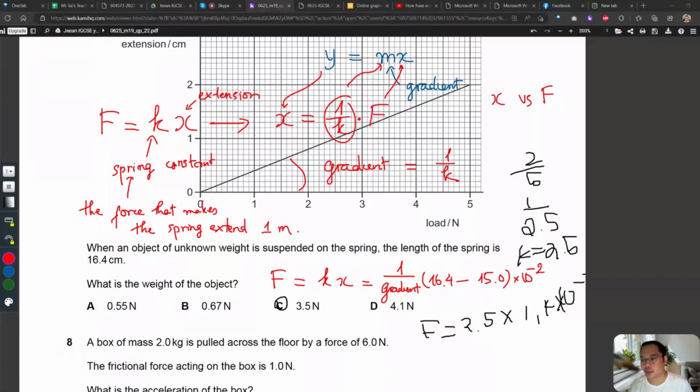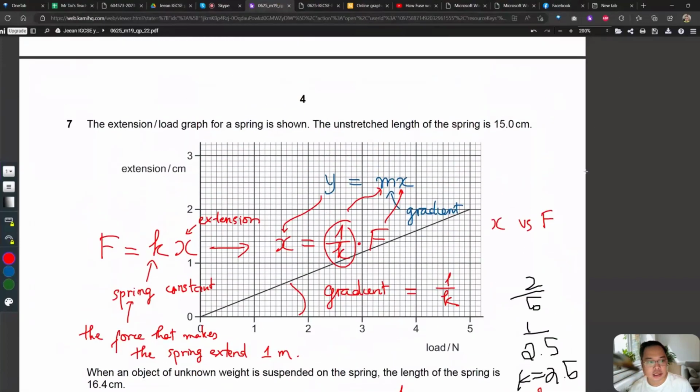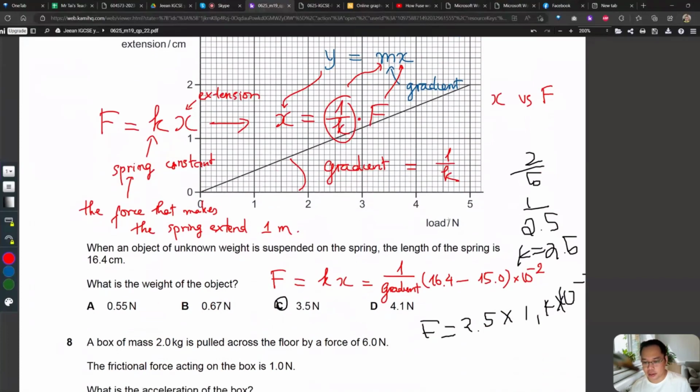Wait. My calculation. Wait. Centimeter, the gradient. Oh, okay. We don't need to multiply with 10 to negative 2 here because the gradient was already calculated in the same unit, centimeter, huh? Centimeter. Meaning we need 5 Newton force to make the spring extend by 2 centimeter.